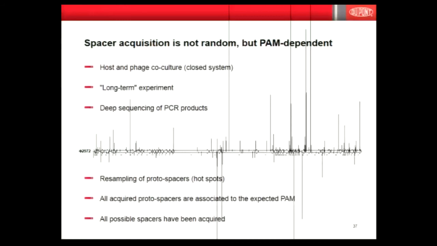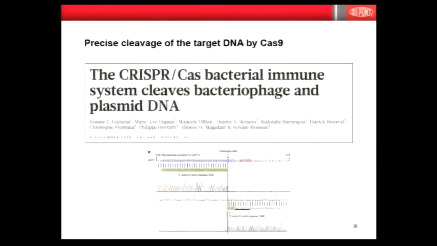By doing some long-term coevolution studies, so challenges with phages over time, and by sequencing CRISPR-PCR products, we could show also that the PAM was important for acquisition. So it's not every sequence from a phage that can become a novel spacer. The selection is based on the presence just nearby of the PAM. It's also important for acquisition.